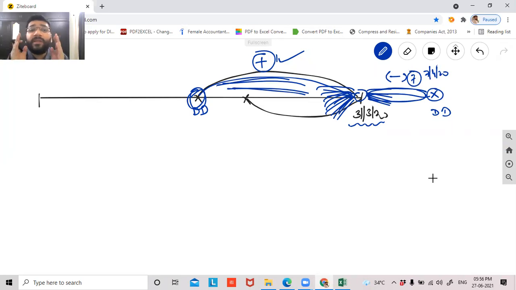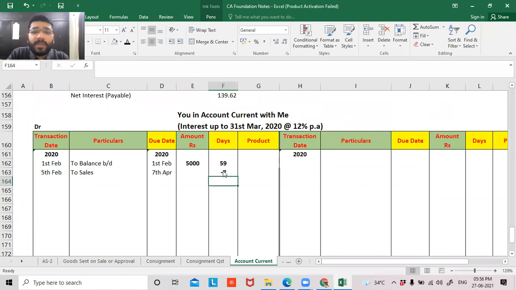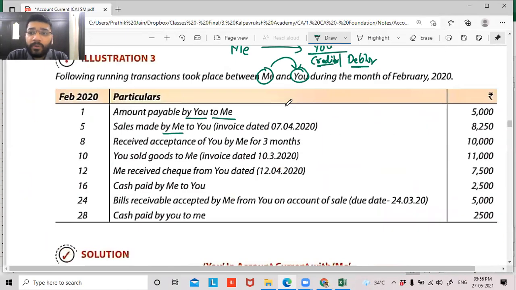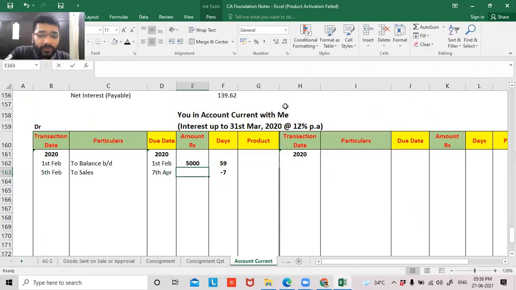If the date is falling before 31st March, it will be positive days. And if it is falling after 31st March, negative days. Am I clear? So it is -7, guys. And what is the amount? The amount is 8,250.